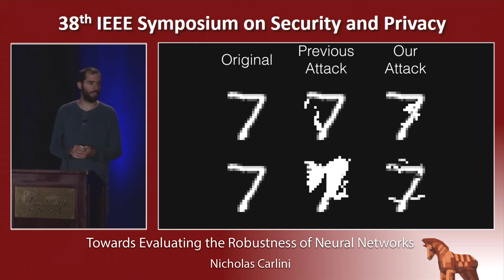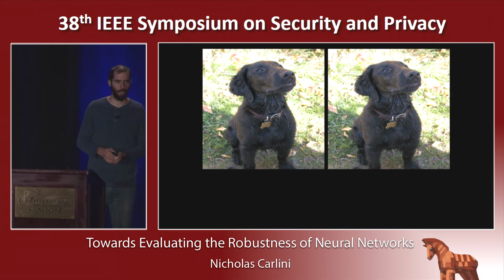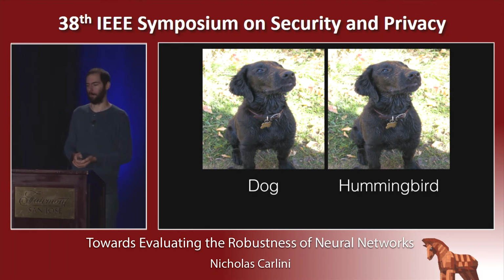So this is on one small data set benchmark. Let me again show you the same image I showed you earlier, where the image on the left is classified as a dog, and the image on the right is classified as a hummingbird. This is generated with our attack, and it's the first attack that can generate effective attacks on images of this size, where we're minimizing the total number of pixels changed.